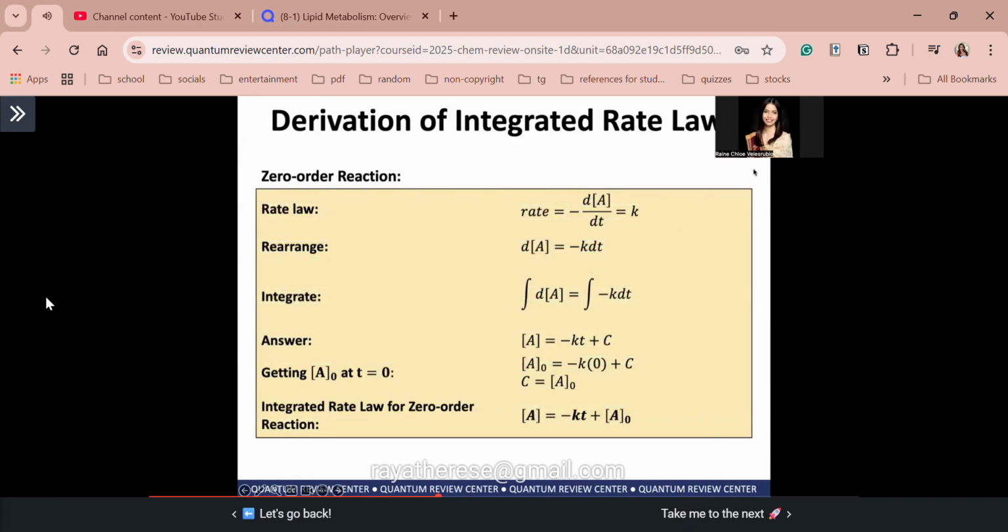Okay, so for a zero order reaction, this is how we can derive the integrated rate law. So first, you have to write the rate law first. So that is rate is equal to the change in A as time progresses. O diba guys? Again, bakit negative? Kasi in a reaction, the reactant A is being used up. Kaya siya naka-negative side. Okay, baka makalimutan nyo lang. And that is equal to K because again, zero order reactions, they are independent of concentration.